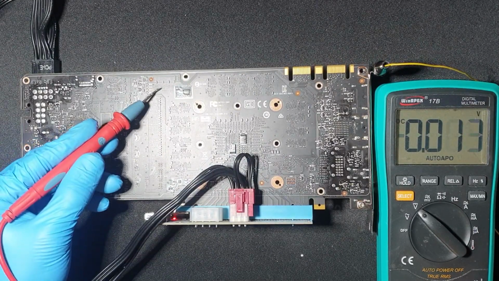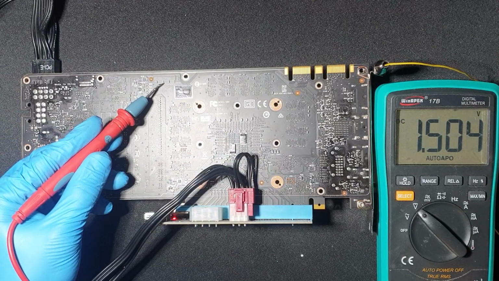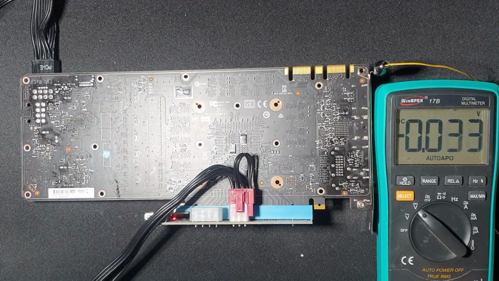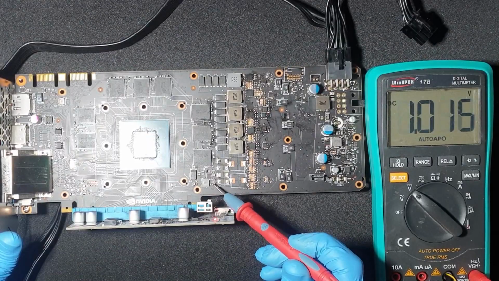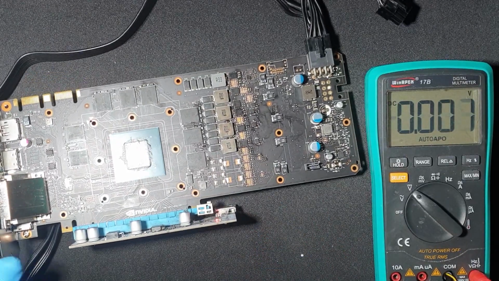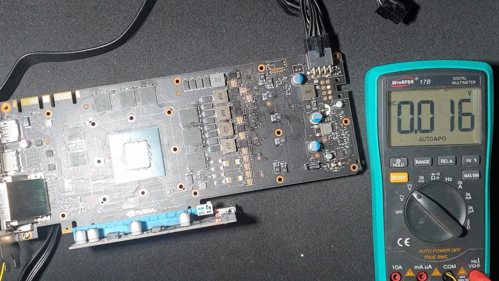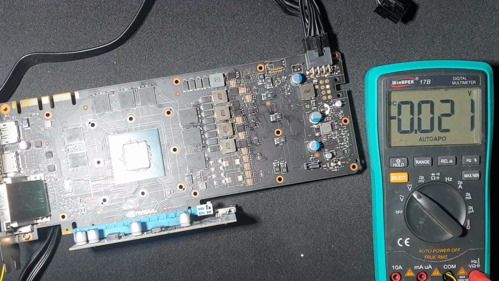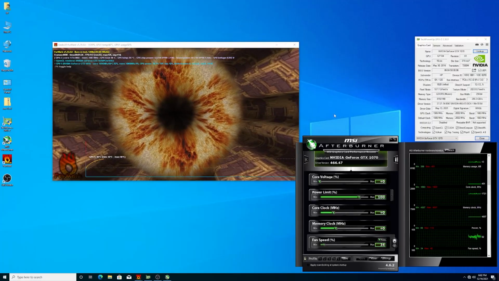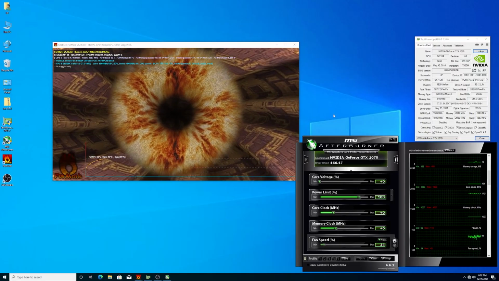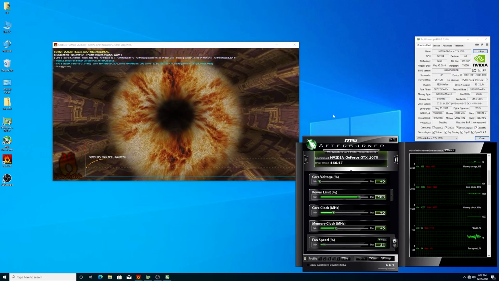And it is. VMEM, 1.5 volts, nice. And PEX, 1 volt, very good. If there is no other problems on the card, it should output a picture now. And it did.